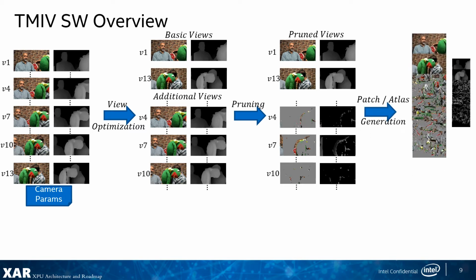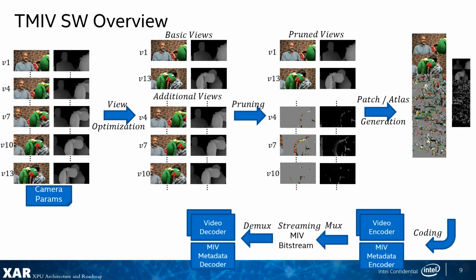And then what you do is you form patches, little rectangular regions from these areas, and then you pack them together into these atlases. And so what's shown here is an example atlas with the texture and the depth. And in this case, the depth is a quarter resolution, half in each dimension versus the texture. The MIV standard allows you to choose what resolution you want your depth to be.